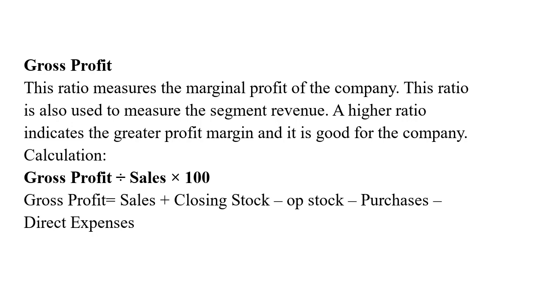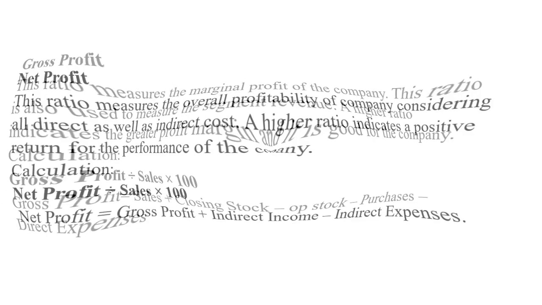A higher ratio indicates the greater profit margin and it is good for the company. This is calculated as follows, that is gross profit divided by sales into 100. Gross profit equals sales plus closing stock minus opening stock minus purchases and direct expenses. That is, from sales add closing stock, then deduct opening stock, purchases and direct expenses, we will get gross profit.